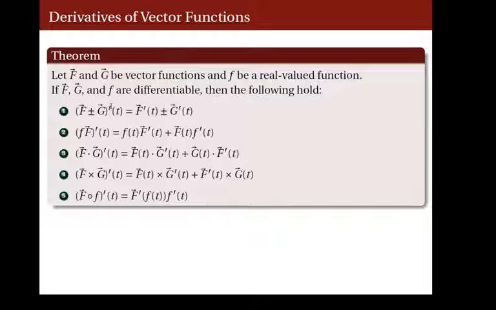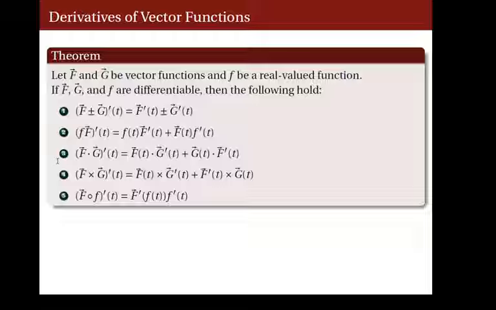Okay. Now, for the second result, a real valued function f times a vector valued function capital F will yield for its derivative the following sum. Small f evaluated at t times the derivative of the function F of t plus the vector valued function F of t times the derivative of the small function f of t.